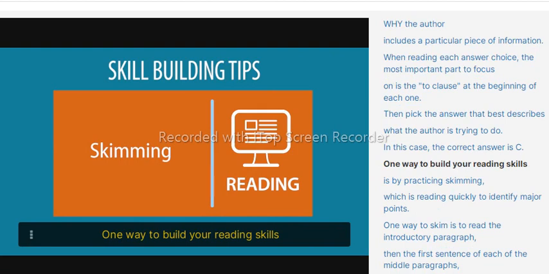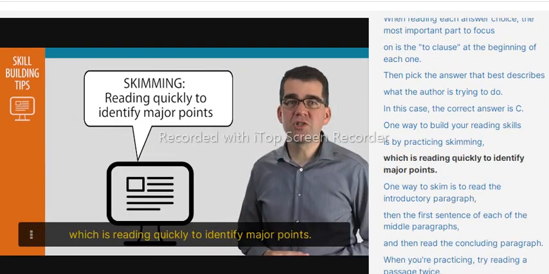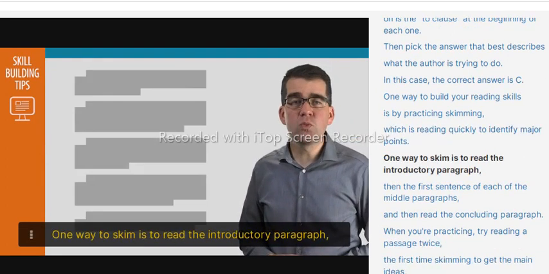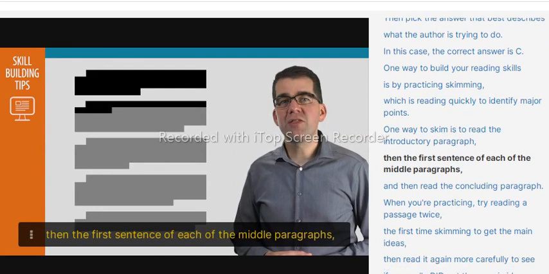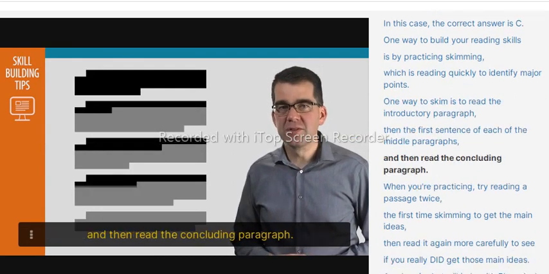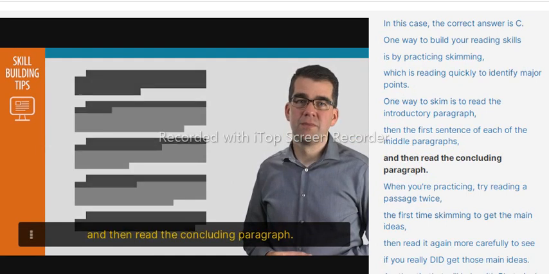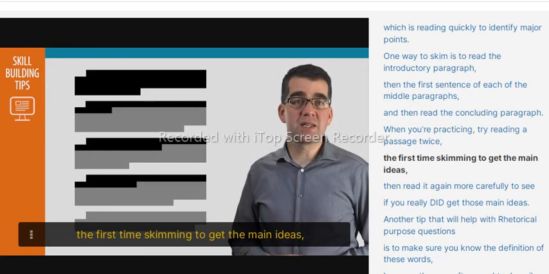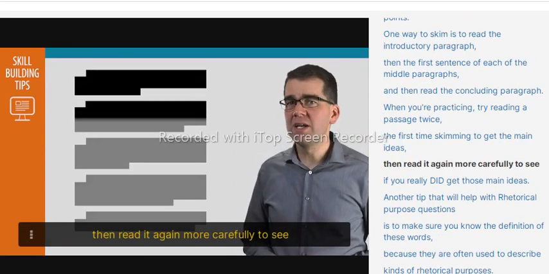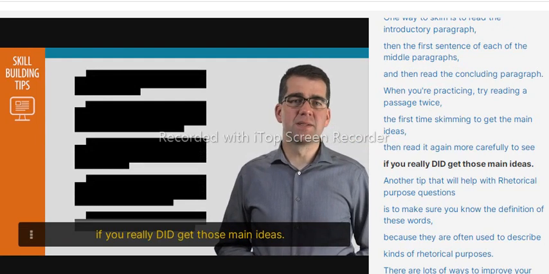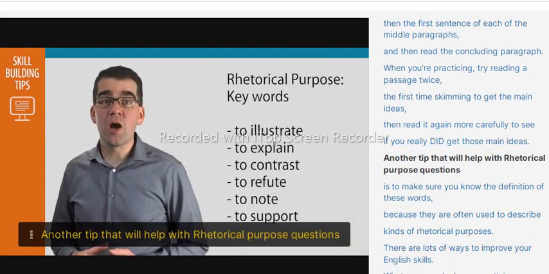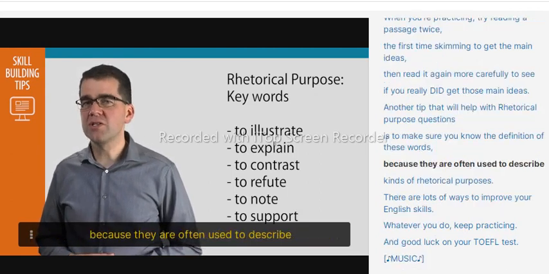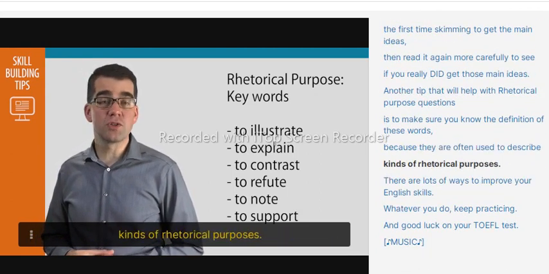One way to build your reading skills is by practicing skimming, which is reading quickly to identify major points. One way to skim is to read the introductory paragraph, then the first sentence of each of the middle paragraphs, and then read the concluding paragraph. When you're practicing, try reading a passage twice. The first time, skim to get the main ideas, then read it again more carefully to see if you really did get those main ideas. Another tip that will help with rhetorical purpose questions is to make sure you know the definition of these words, because they are often used to describe kinds of rhetorical purposes.